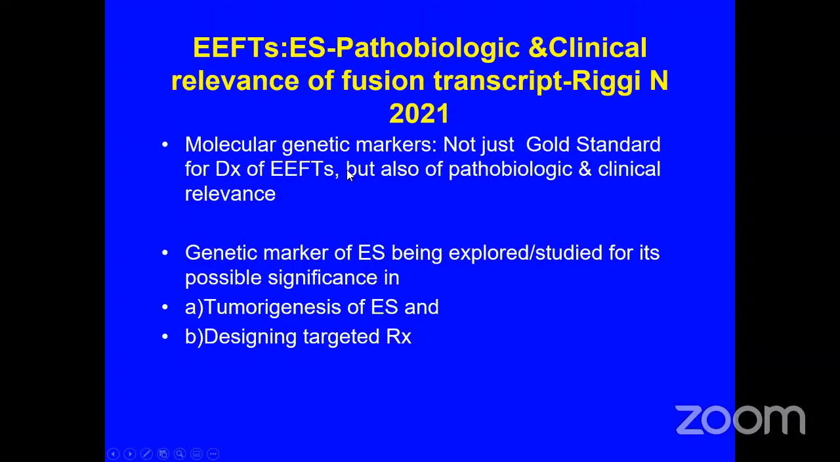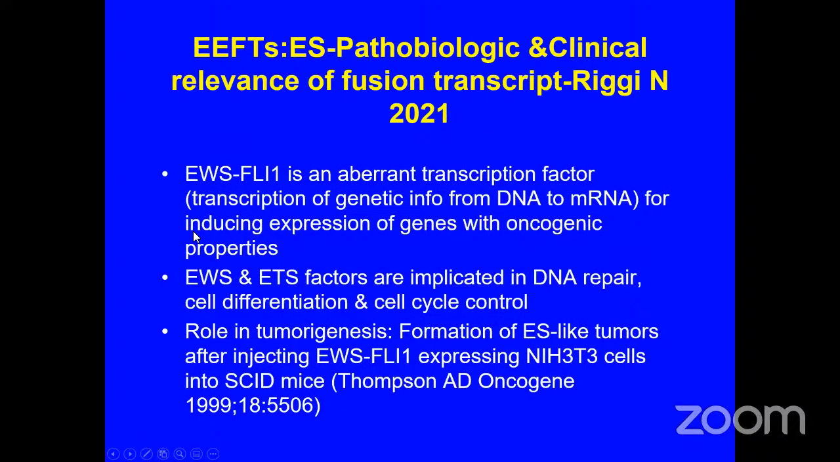So the molecular genetic marker is not just a gold standard for diagnosis, but it is also of pathobiologic and clinical relevance. The genetic marker for Ewing sarcoma is being explored and studied for its possible significance in tumorigenesis of Ewing sarcoma and designing targeted therapy for Ewing sarcoma. So I'll just briefly go over these points to you.